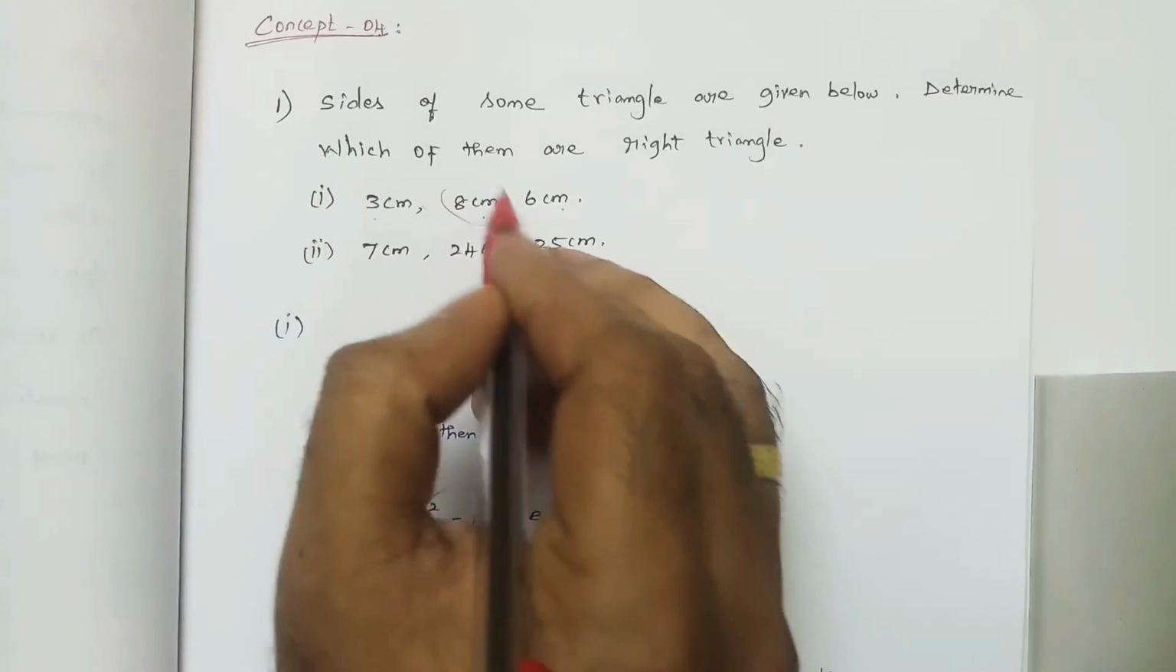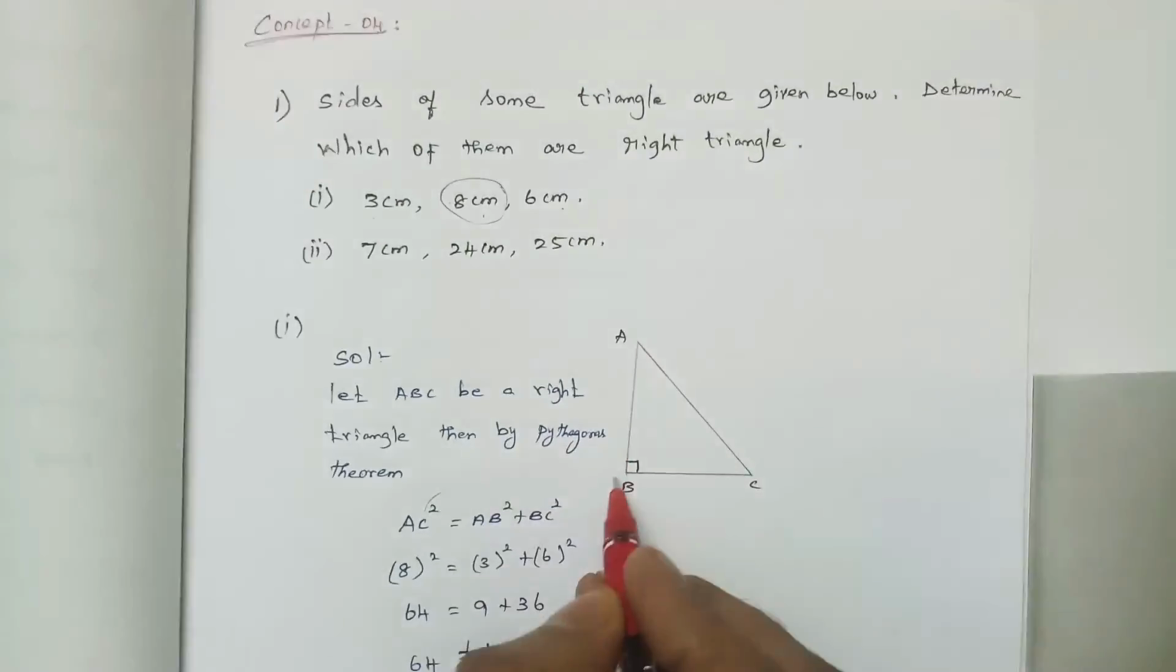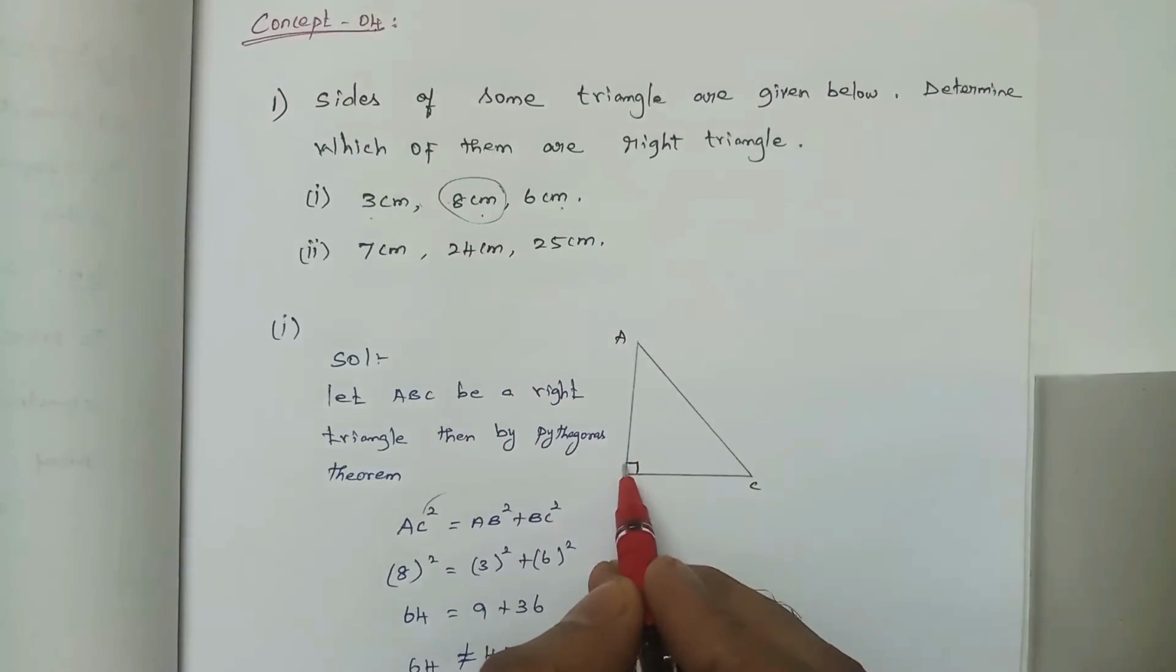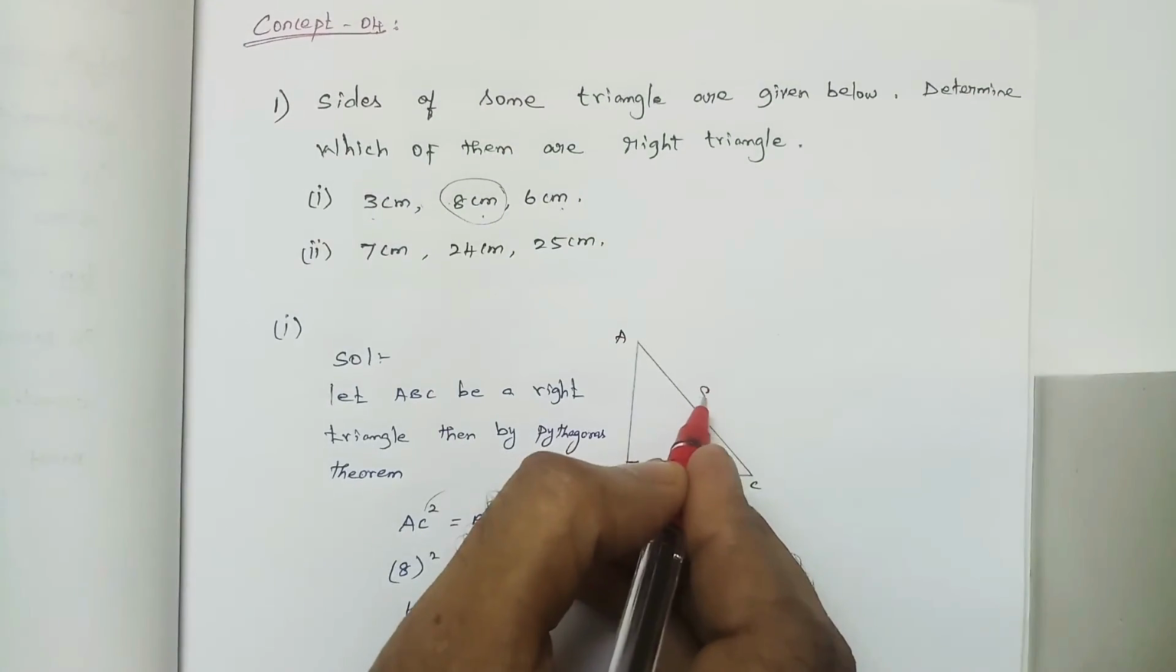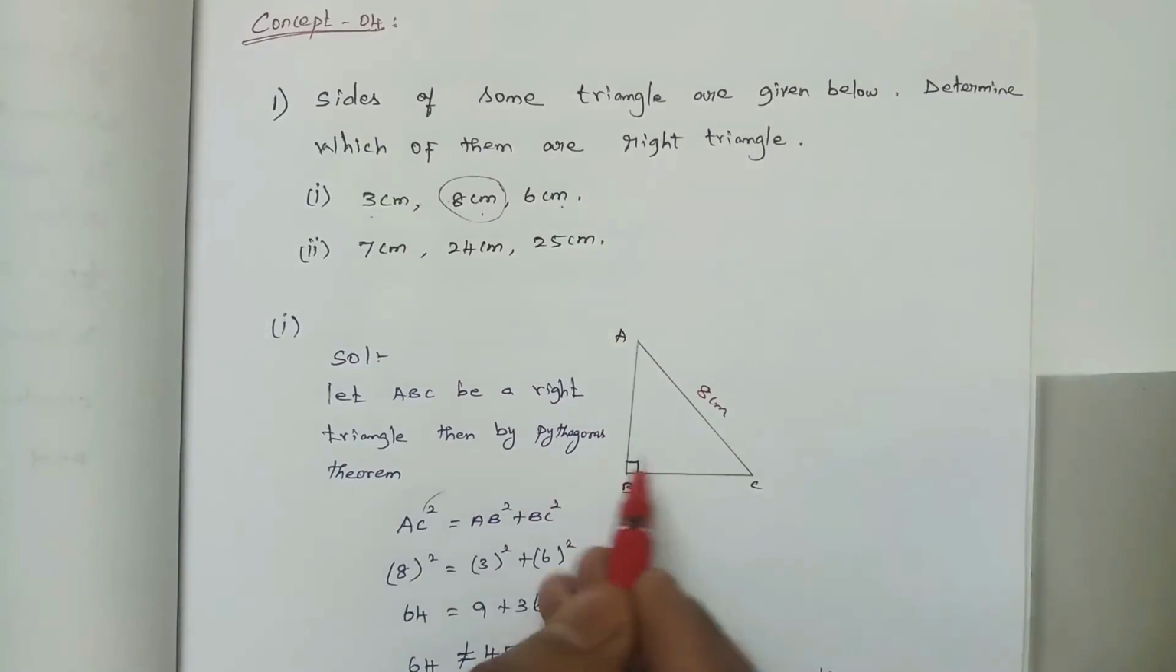So here 8 centimeters is the hypotenuse. I have drawn the triangle ABC and I have marked angle B as a right angle. That means the hypotenuse is nothing but AC. So AC is equal to 8 cm. Right? The remaining sides you can write wherever you like.